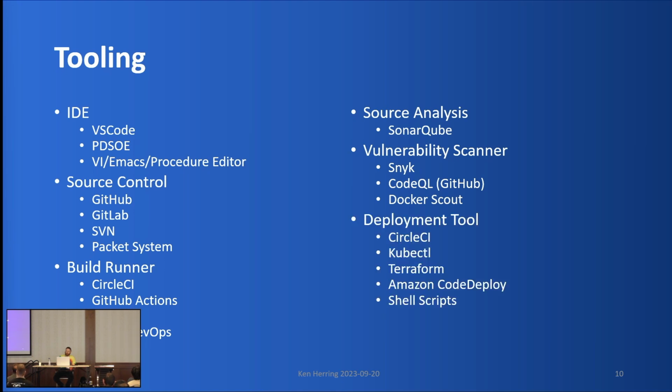Lastly, deployment tools. CircleCI, you can deploy from CircleCI. I don't love that concept, having your build runner also be your deployer, but it is very doable, and that's certainly something we do from time to time. If you're using Kubernetes, you're probably familiar with kubectl. Terraform, which isn't really deployment, but kind of is.